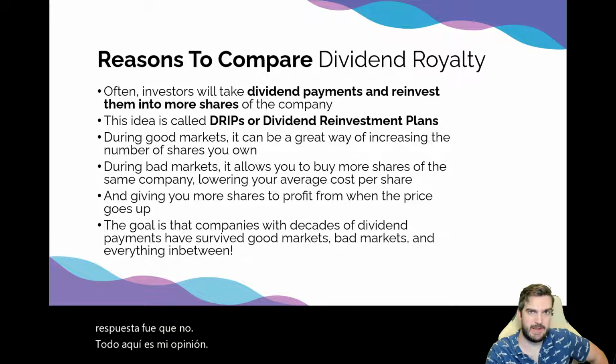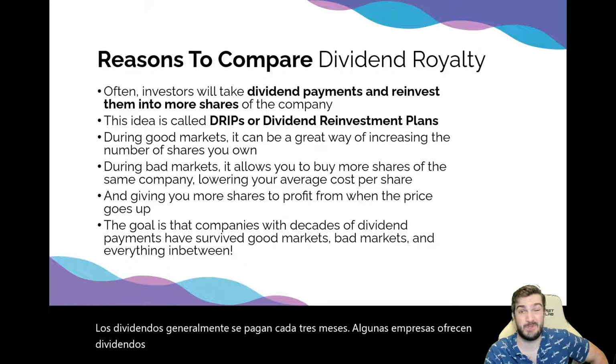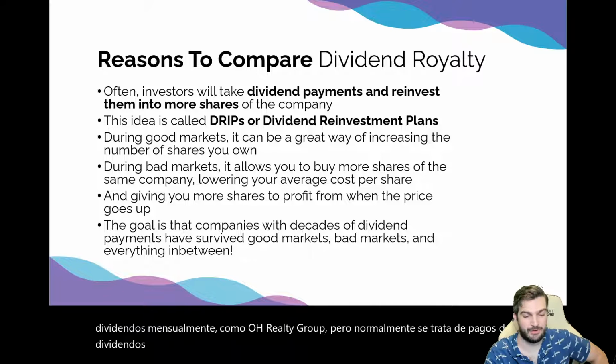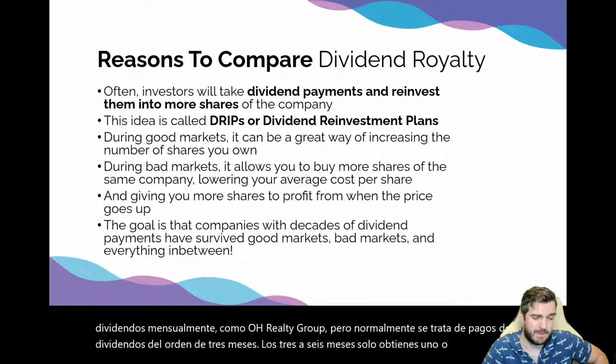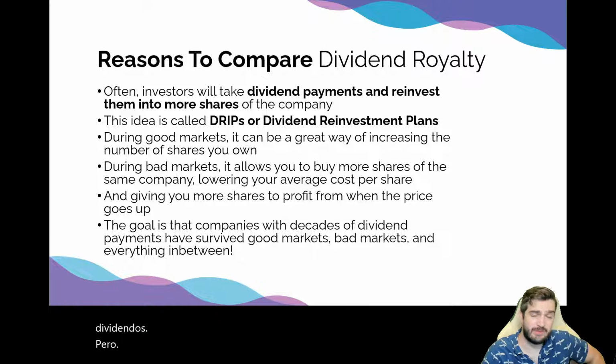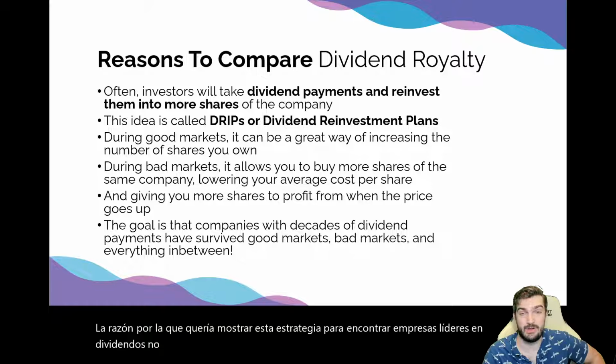Dividends are typically paid out every 3 months. Some companies do offer dividends monthly, like O Realty Group, but typically you're looking at dividend payments in the order of 3 months. So 3 to 6 months, you're only getting 1 to 2 dividend payments. But the reason that I wanted to show this strategy to find leading companies for dividends isn't that we want to constantly be moving where our money is.